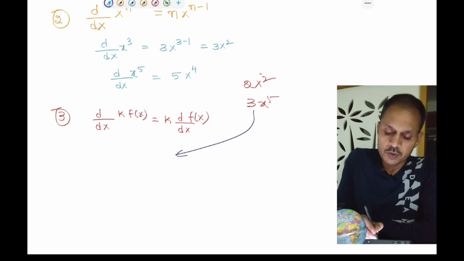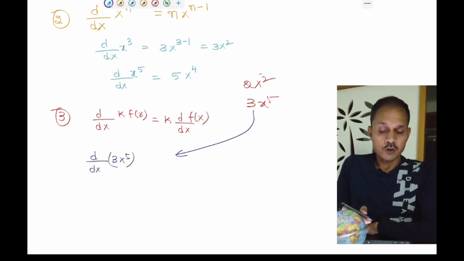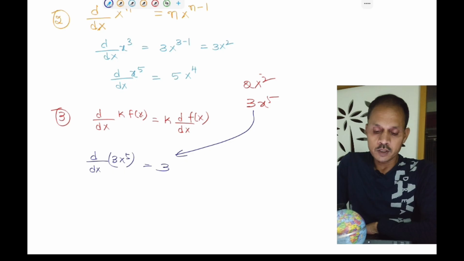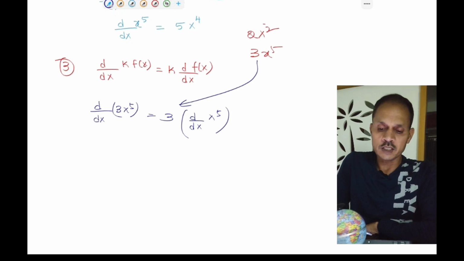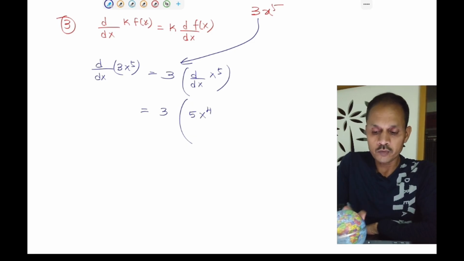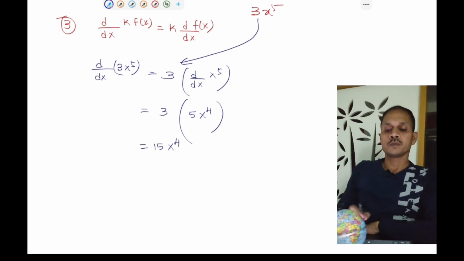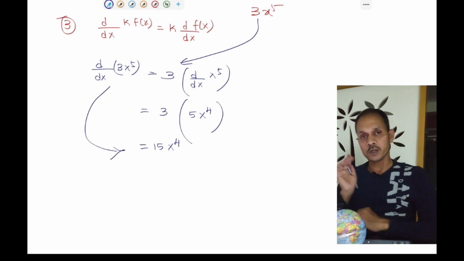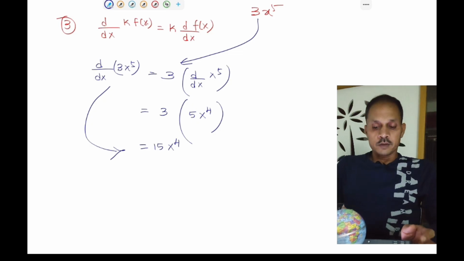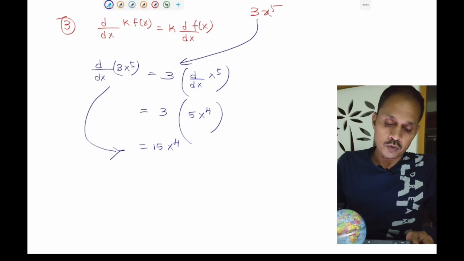Taking this 3x power 5, d by dx of 3x power 5. So bringing the constant outside, 3 outside, d by dx of x power 5. And we know it is an x power n form. So inside the bracket, d by dx of x power 5 is 5 into x power 4. So totally the answer is 15x power 4. This is d by dx of 3x power 5. So this is another method, another formula. Next, let's take a few more.